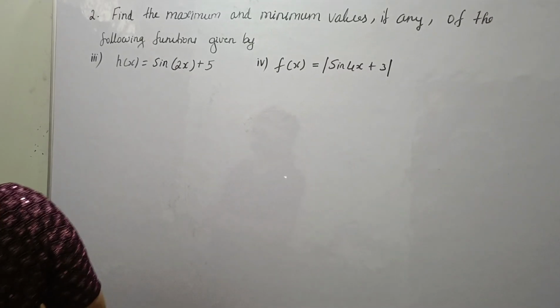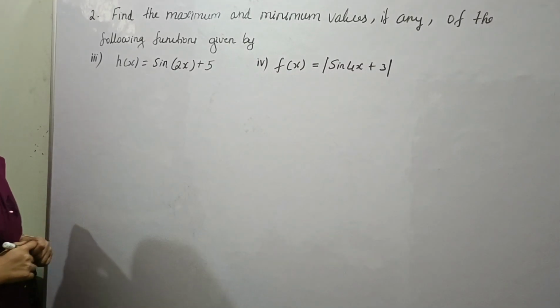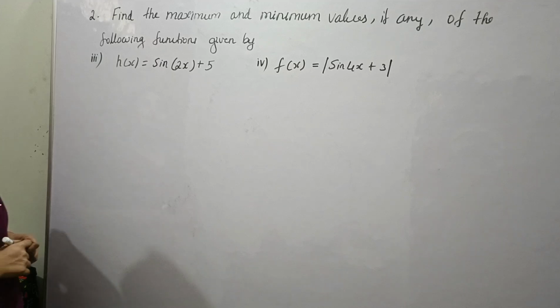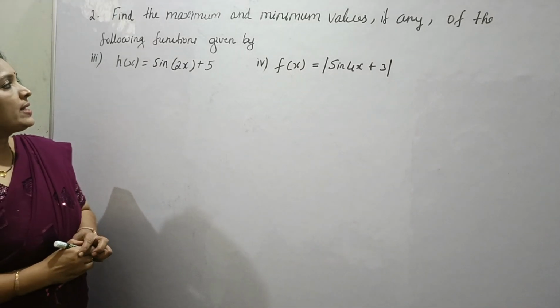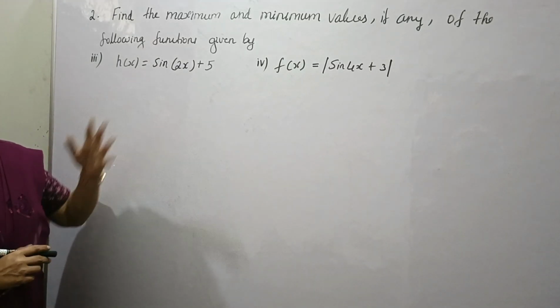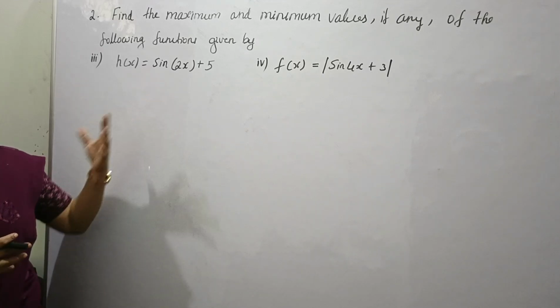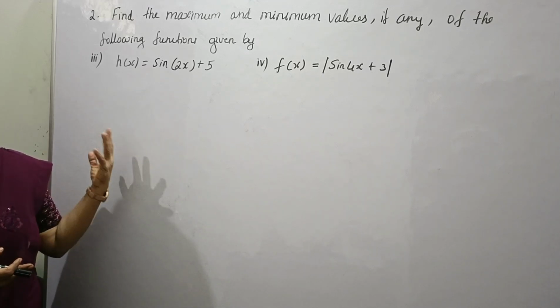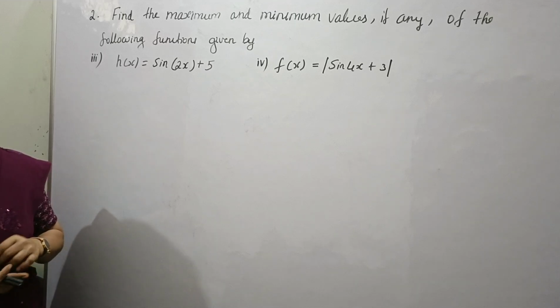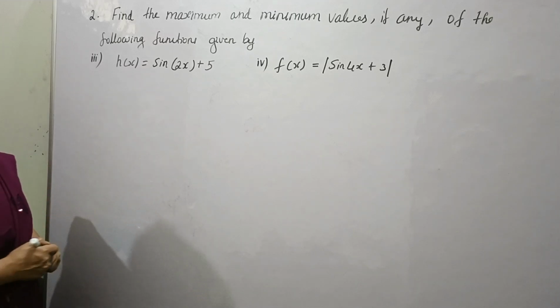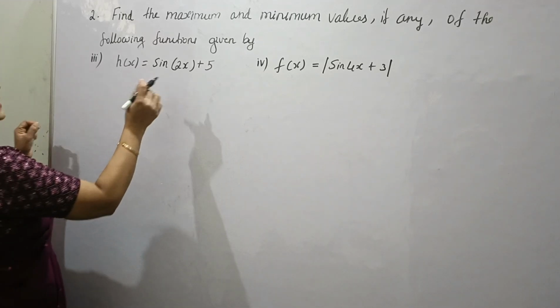Next function is h of x is equal to sine of 2x plus 5. So here, how to find the maximum and minimum values? Since it is not a modulus function, we can differentiate it, right? So here we can apply two methods. One is the second derivative test, in which you can find the maximum value and the minimum value. And one more method is that we can directly write it.